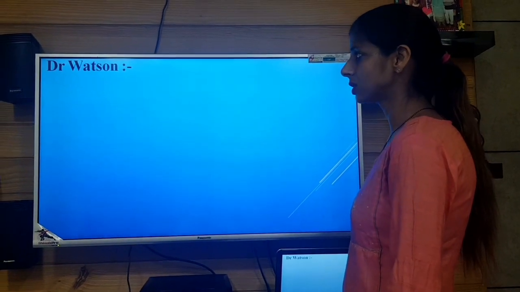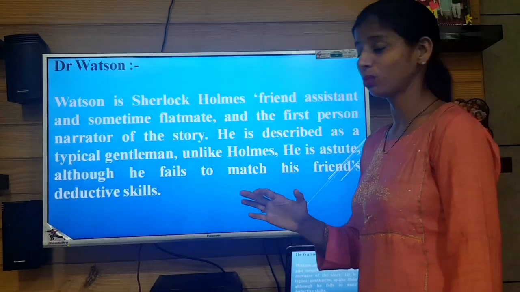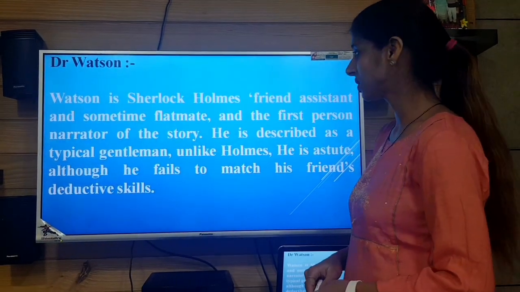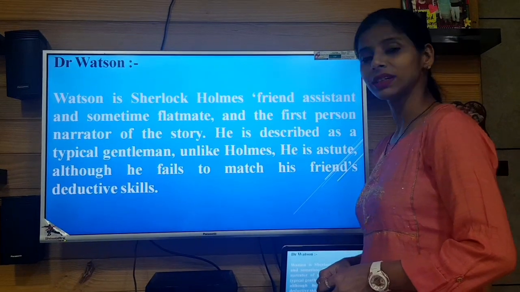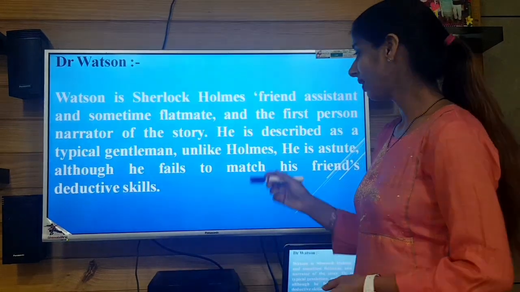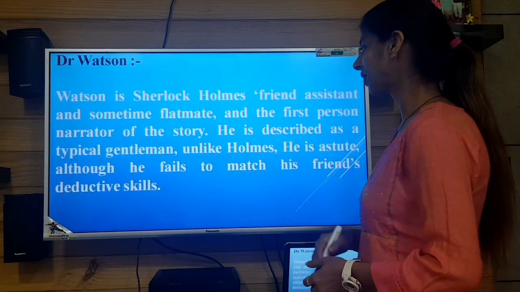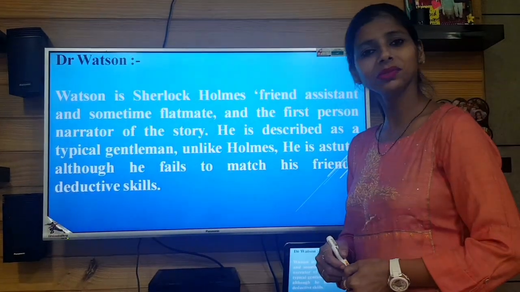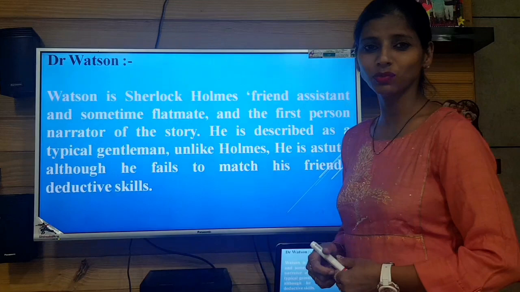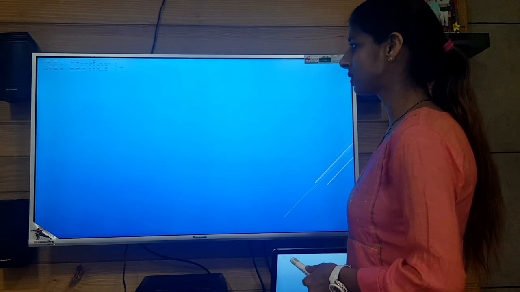Next is our Dr. Watson. For Watson you can write more because he appeared in the story for more time. Watson is Sherlock Holmes' friend, assistant and sometime flatmate and the first person narrator of the story. He is described as a typical gentleman. Unlike Holmes, he is astute, although he fails to match his friend's deductive skills. Do you feel that these are the right words I have chosen for his character? Yes, I hope that you agree with these words.